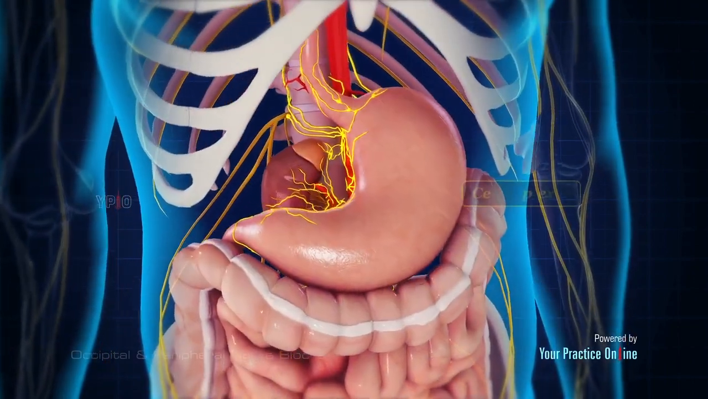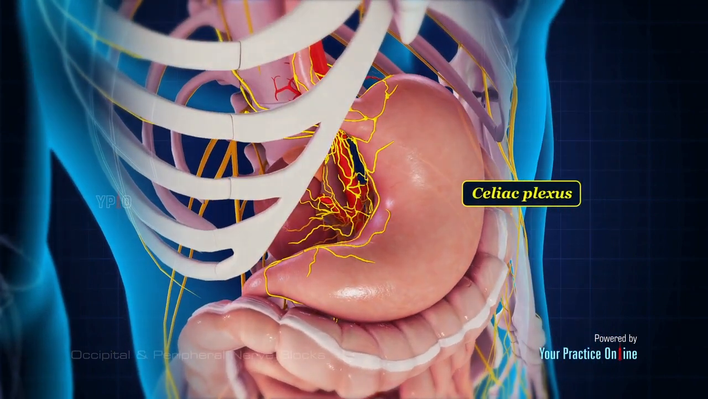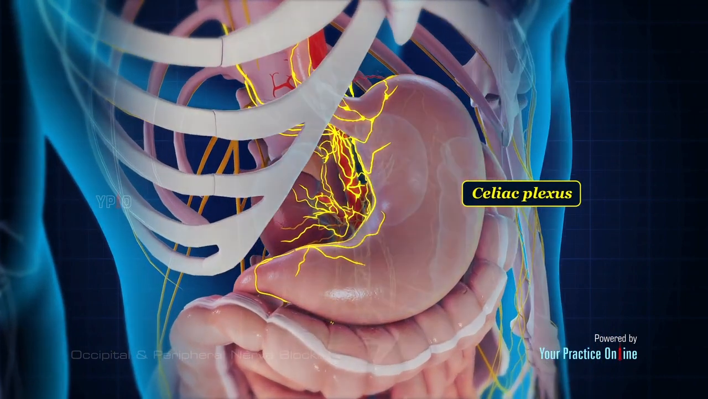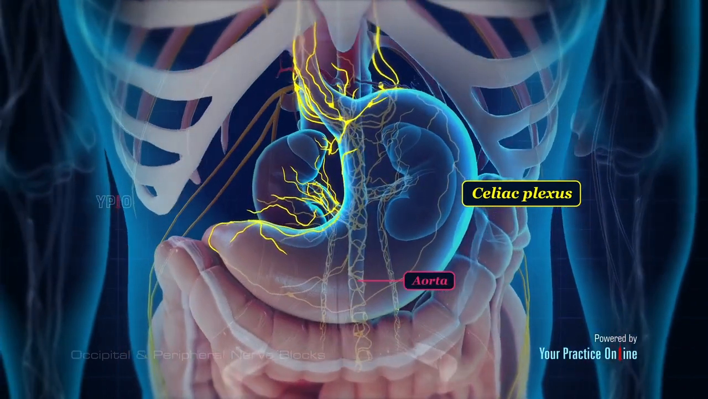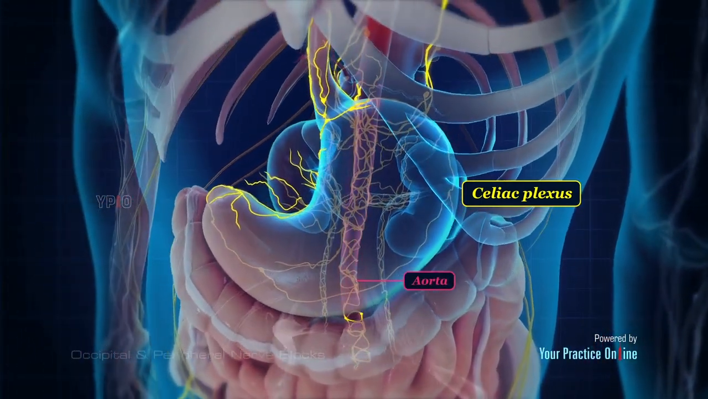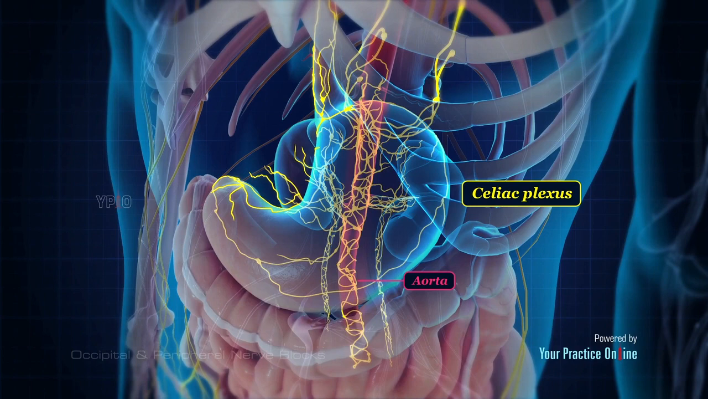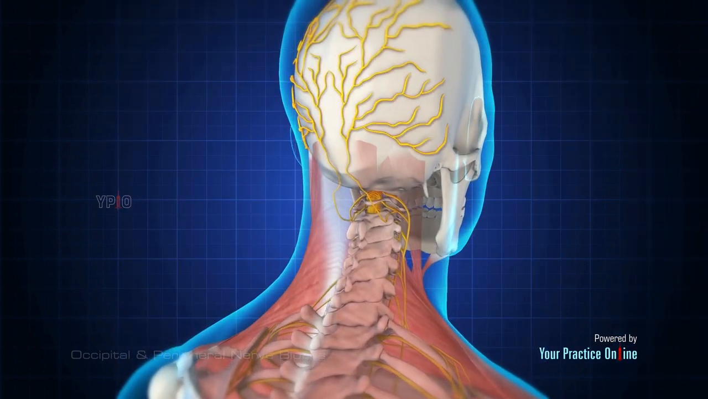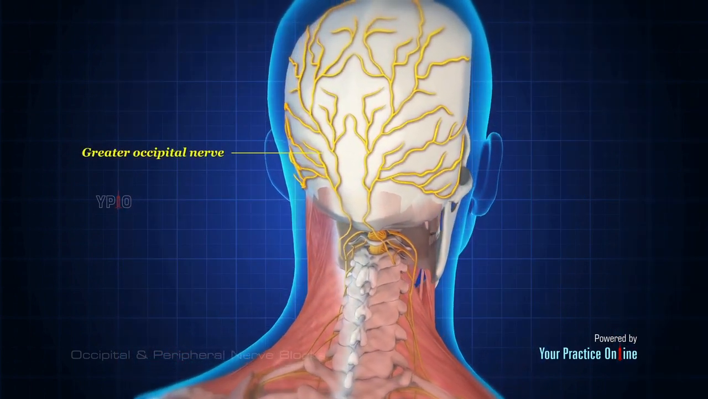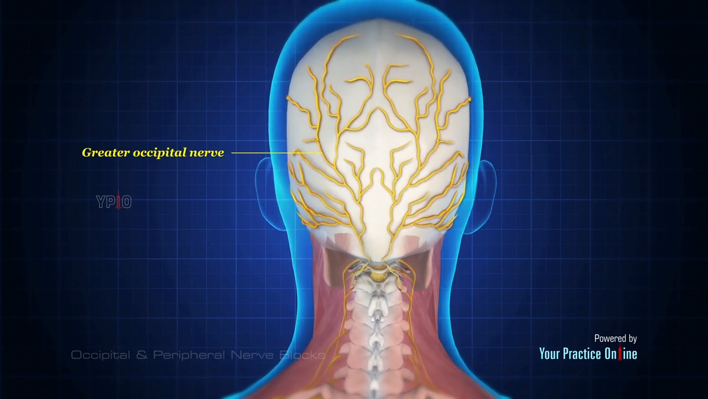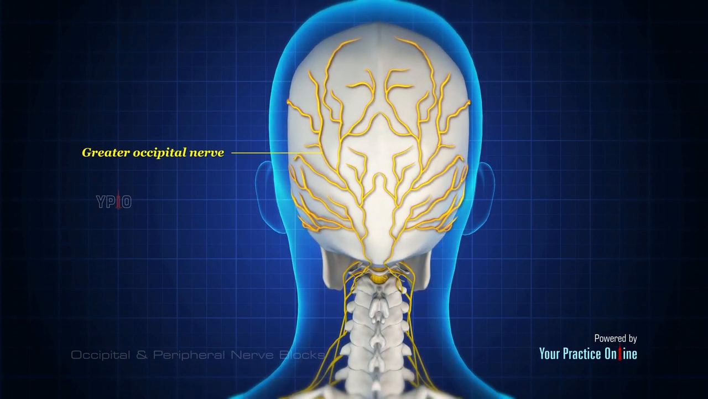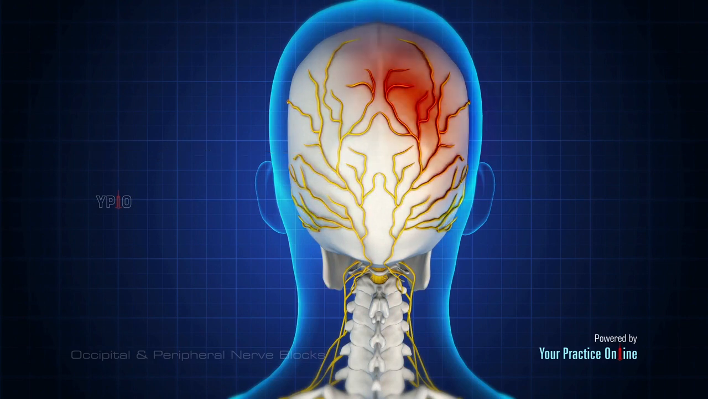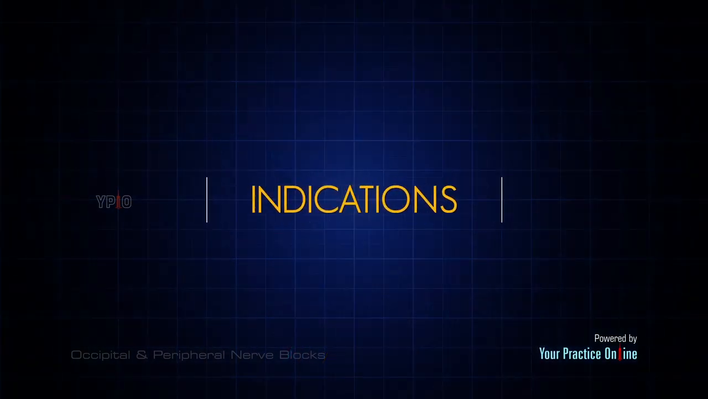A common peripheral nerve block is the celiac plexus block. The celiac plexus is a bundle of nerves around the aorta that carry pain impulses from various abdominal organs. The greater occipital nerve is a peripheral nerve that travels through the muscles at the back of the head and into the scalp, providing sensations to the back and top of the scalp. A greater occipital nerve block involves injecting medication around the greater occipital nerve to relieve pain.